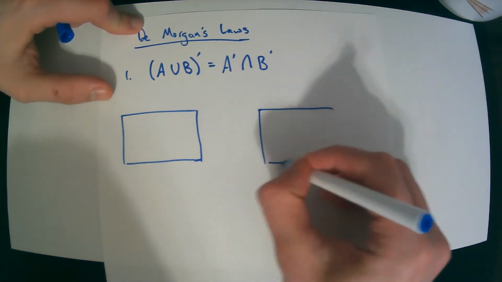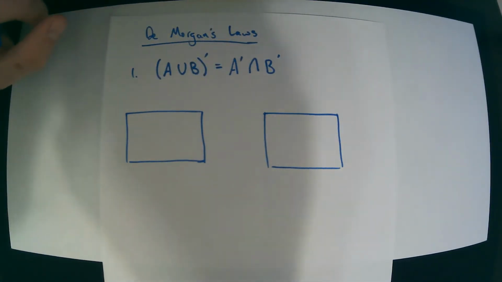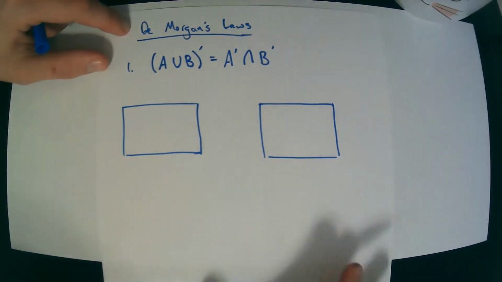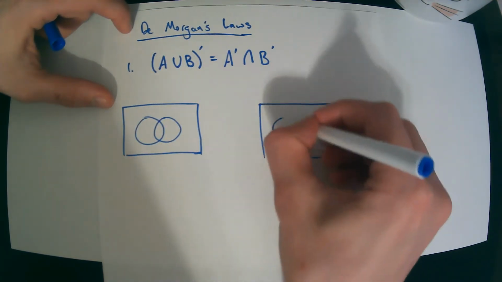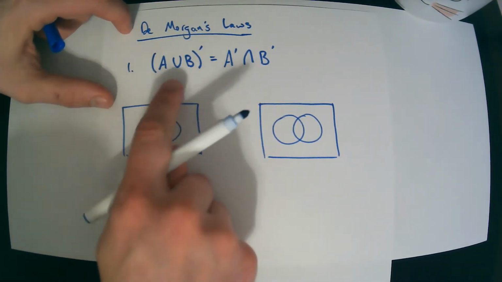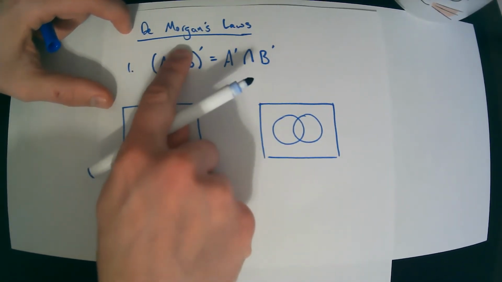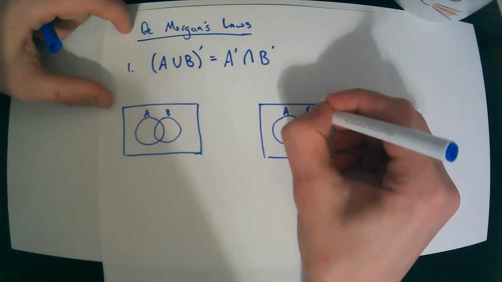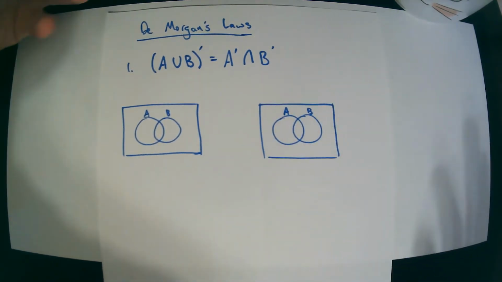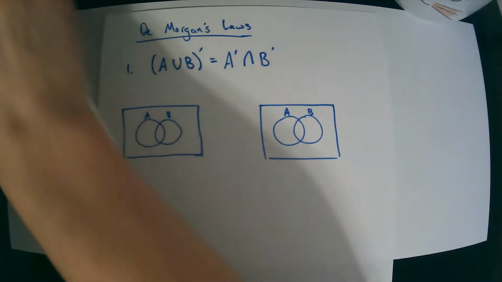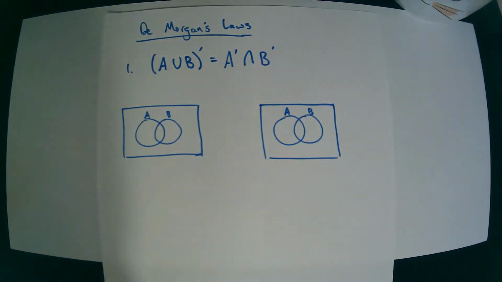Here's what we're going to do. I've got two arbitrary sets, A and B. On this side, I'm going to try to draw what's happening here, and on this side, I'm going to try to draw what's happening here. And if the pictures match, that will have convinced me that this is a true statement.